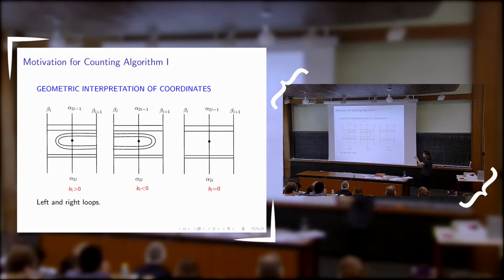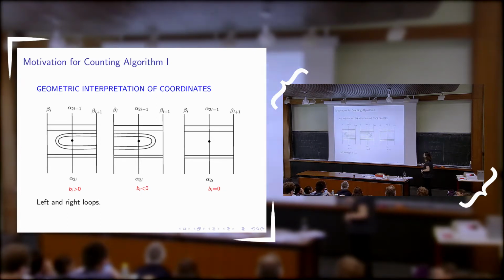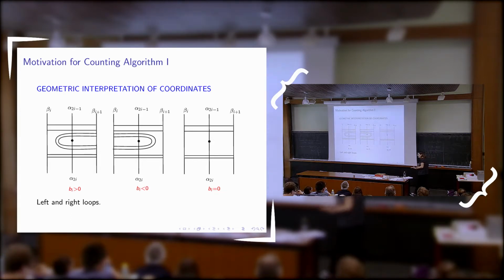And bi smaller than 0 is defined in a similar way. I have these loops that go around the puncture, but they have endpoints on beta i. And because these loops lie on the right-hand side of the i plus first puncture, I call these right loops. And here, I don't have any loops that go around the puncture. I only have some pieces lying above the puncture and below the puncture. Well, in fact, if you take a minimal representative of a multi-curve on the n times punctured disk, there are 4 things that can happen in such a region.